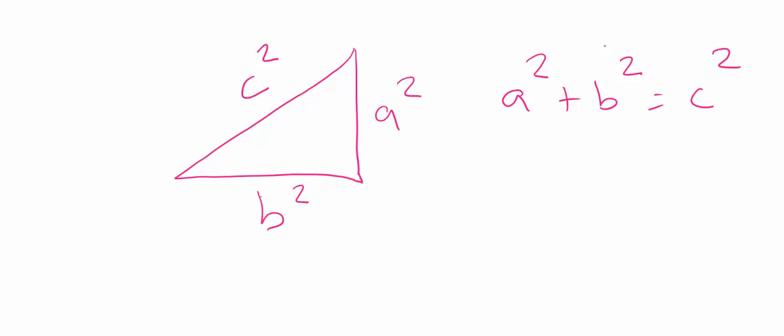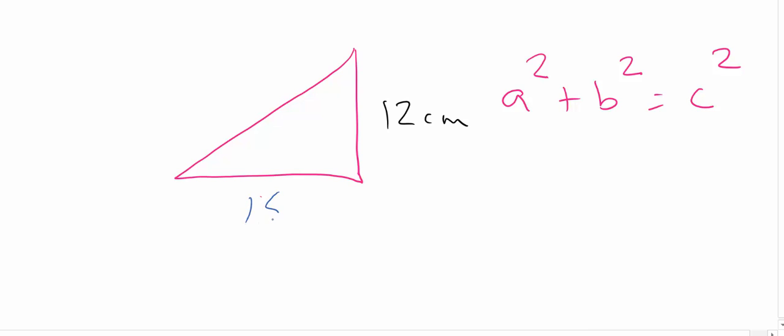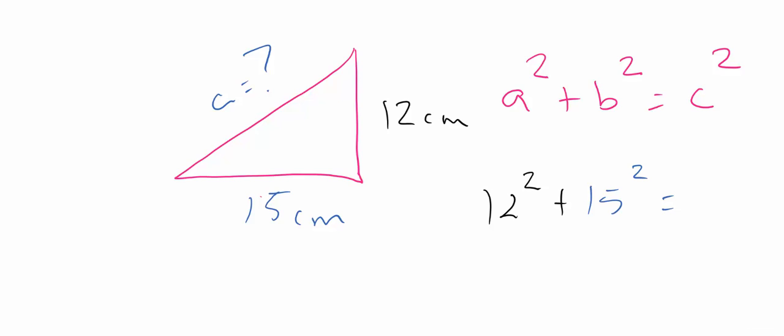So if we were going to put some values in here, we could state our altitude as 12 centimeters, and we're going to have our base as 15 centimeters. So now we have to solve for C. What is C going to be? If I start putting these values into this formula, I end up having 12 squared plus 15 squared is going to equal my C squared.